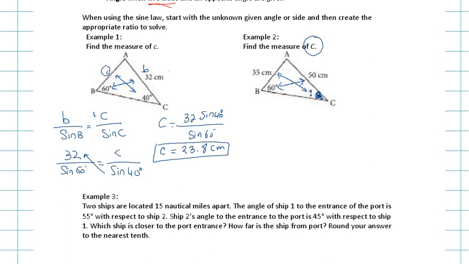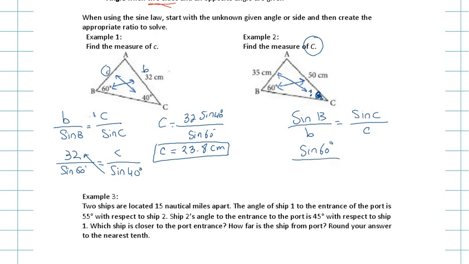Okay, so we're looking for an angle. What do I put on the top? Sine B over B. That's right. Easy? Okay, let's fill in the blanks. What's angle B? 60. Side B? 50.